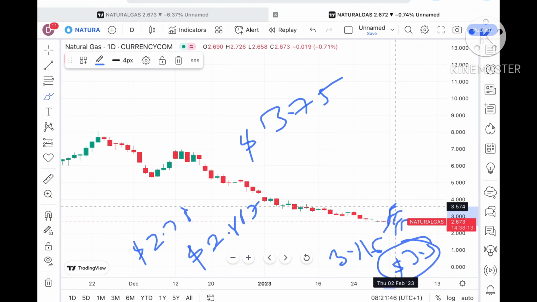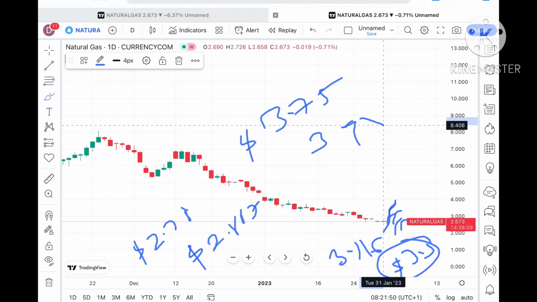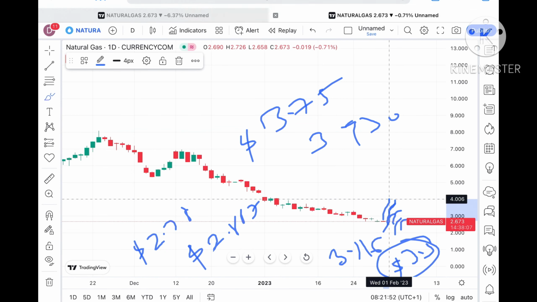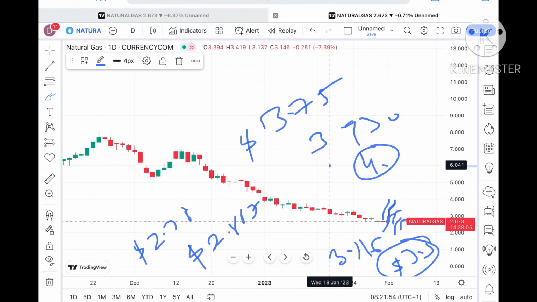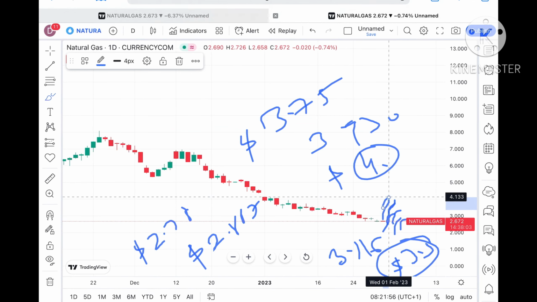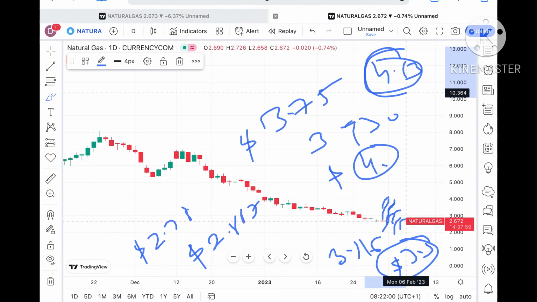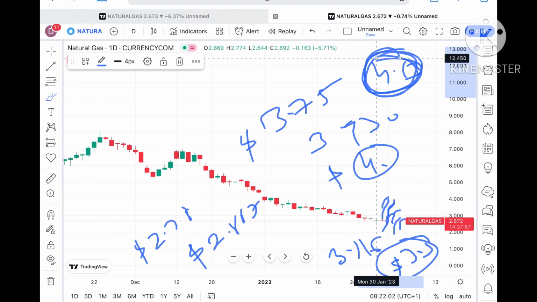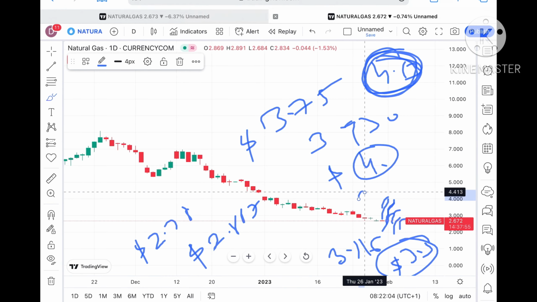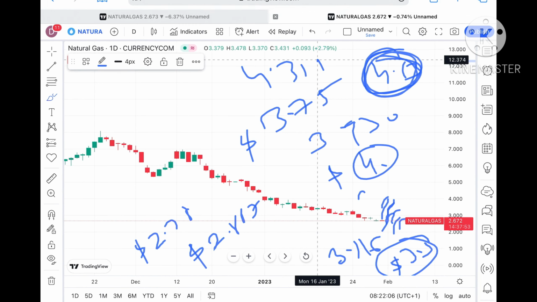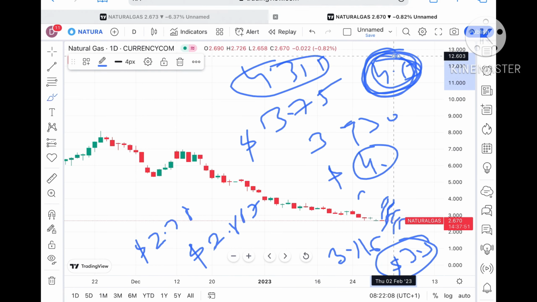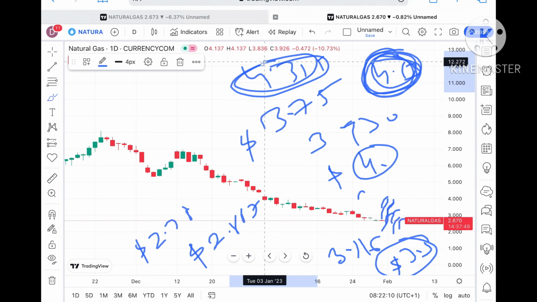Okay, and once it moves over this particular zone, it can go towards a level of around $3.930, and from there we can see it can go towards a level of $4. Once the price moves over the level of $4, then we can see a level of $4.13. Keep this in mind, once it moves over the level of $4.13, it will go towards a level of $4.315, which is because there is a gap in this particular zone, so this will fill.